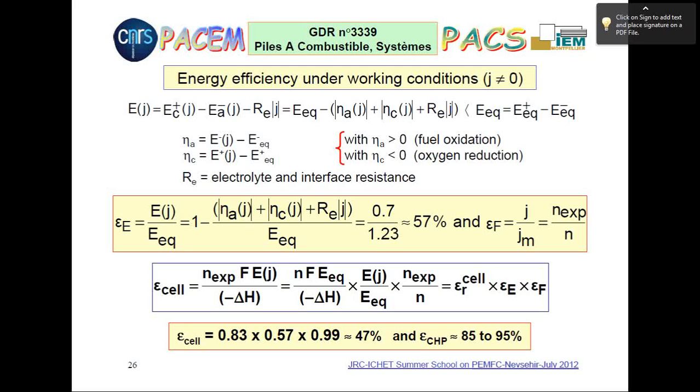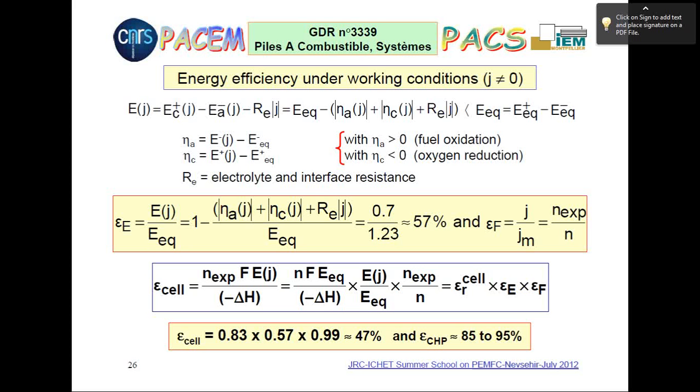Okay? So now for the hydrogen oxygen electrode, if we take the theoretical efficiency in the liquid state, with the high heating value, you have 83%. Then, with the cell voltage working at 0.7 volt, you have 57%. And for the Faradic, it's nearly 1. So you make the calculation, you have 47% practical efficiency for the fuel cell. So you see the difference between the theoretical and the practical. So you have nearly a factor of 2.